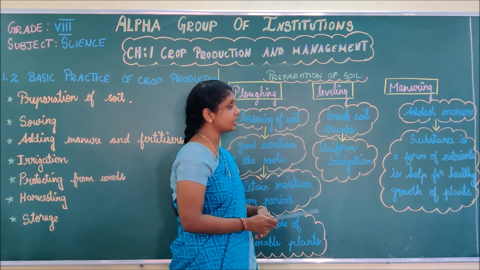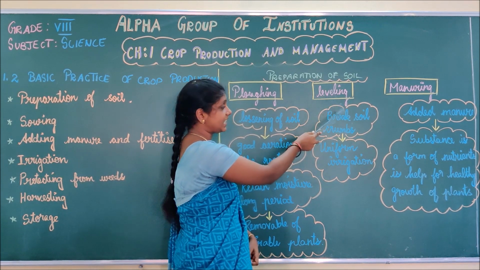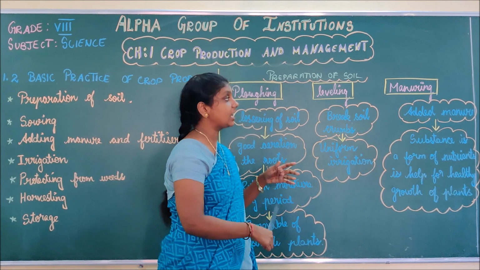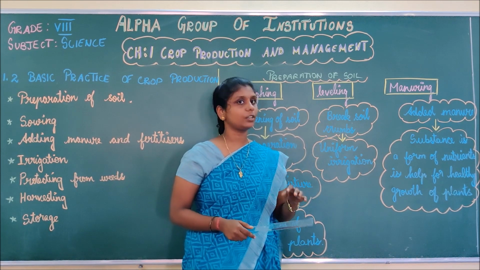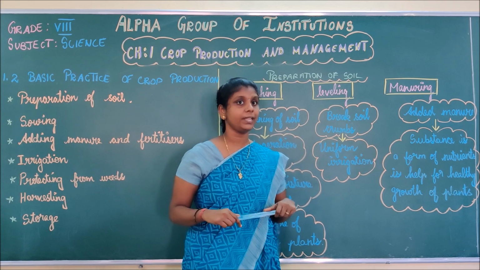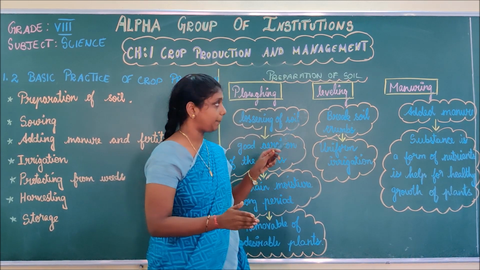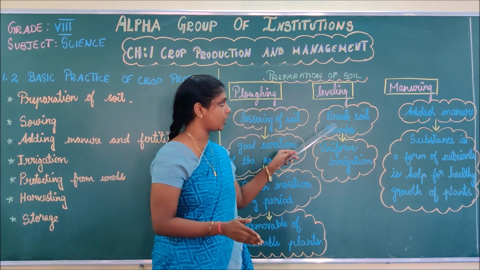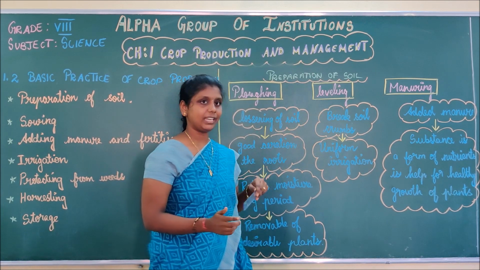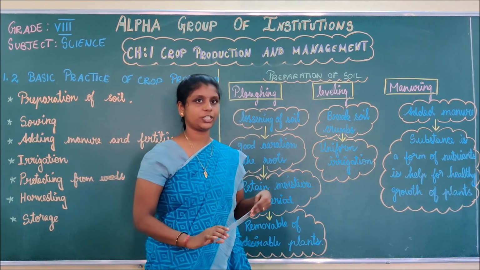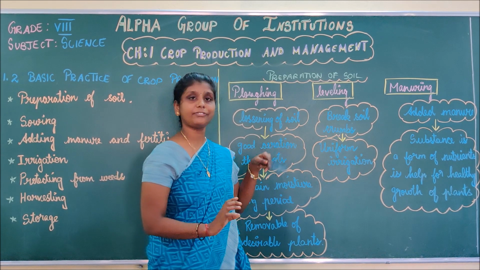Next we are going to discuss leveling. Leveling means breaking soil crumbs. In an agricultural field there are a large number of soil crumbs. We should break those soil crumbs. The process of breaking the soil crumbs is called leveling. After breaking, we can get uniform irrigation. This is the process of leveling.